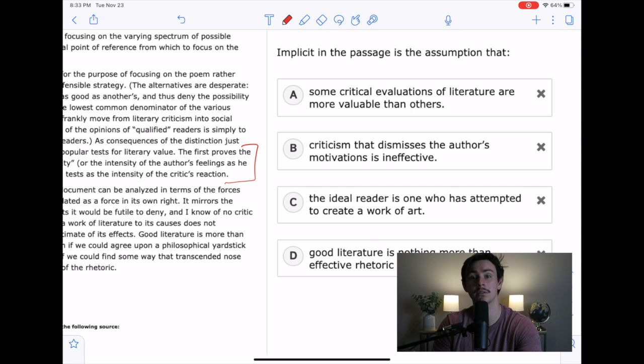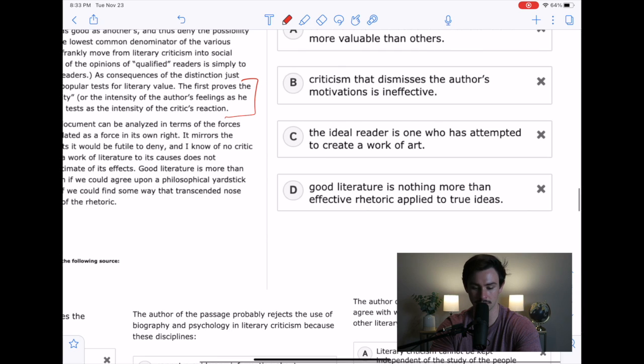Maybe, right? Let me put this into an example. Do you think that the author would think that the Formless Critic's opinion was more important than my opinion? Probably. That was the whole purpose of the passage, to argue which opinion's better. How should we evaluate literature? So I like A. B says, criticism that dismisses the author's motivations is ineffective. Well, no, that's what the Formless Critic does, so maybe not B.